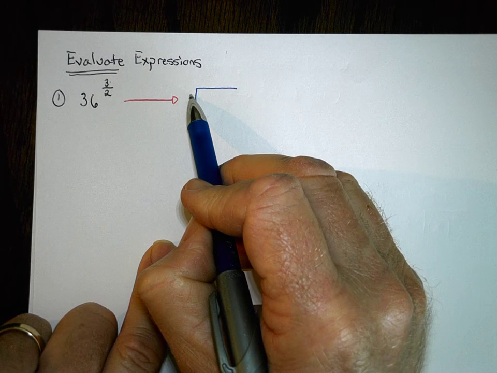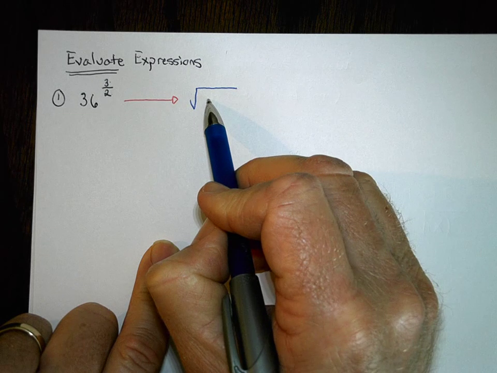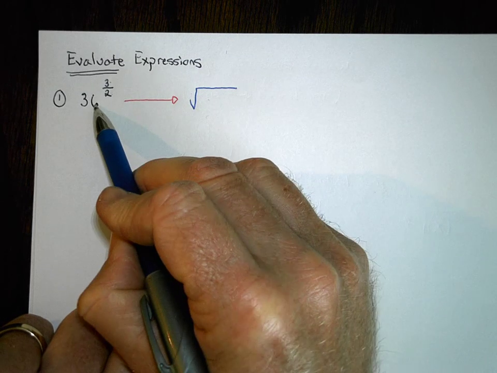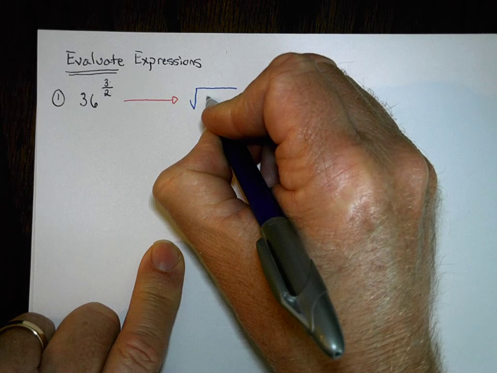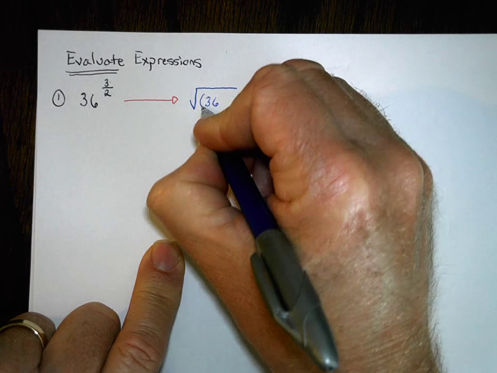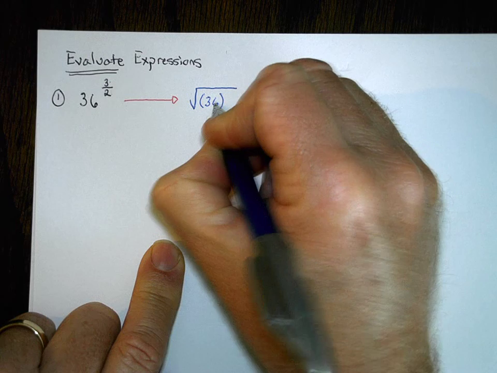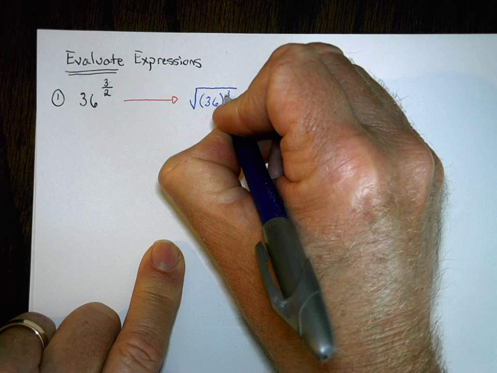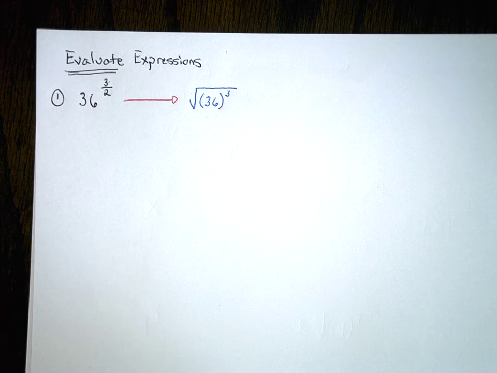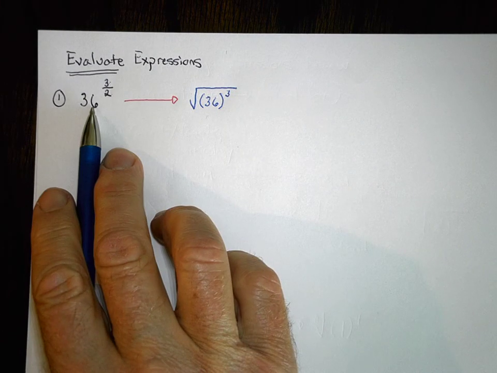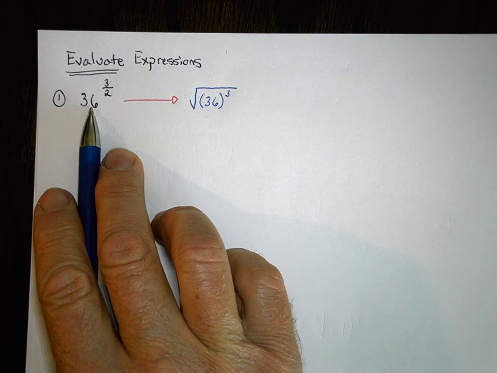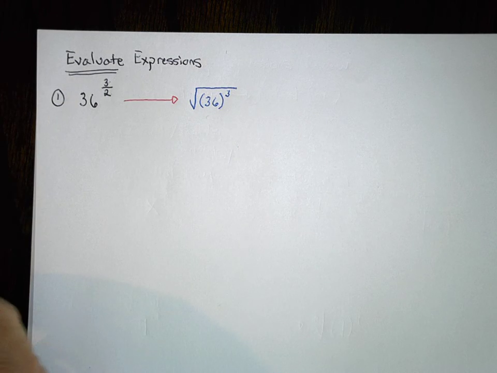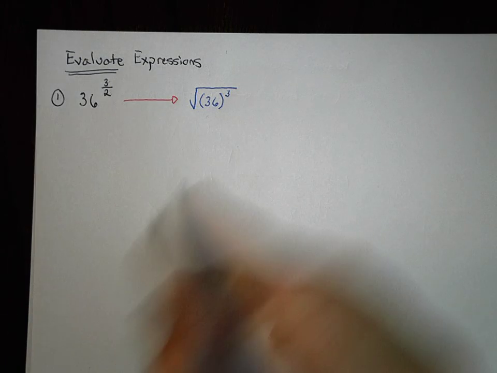The answer is no. Then I'm going to fill in my radicand. My radicand is going to be the base of my exponential form, which is 36. And then I'm going to put that radicand in parentheses, and then that radicand is going to be to the power of the numerator of the exponent, which is 3. So the first thing that I do, when I'm evaluating an expression in exponential form, is I first convert it into radical form.